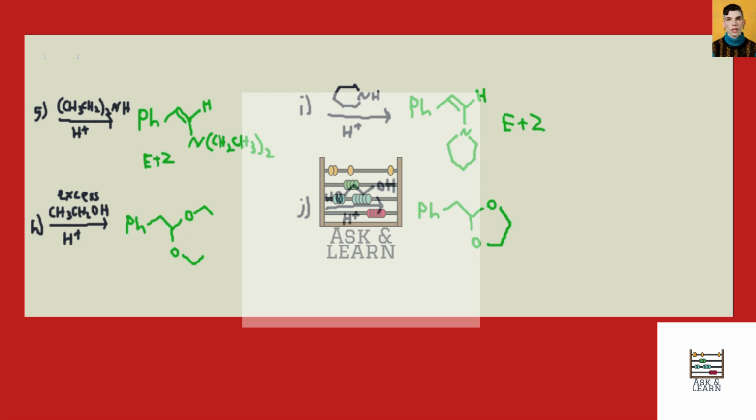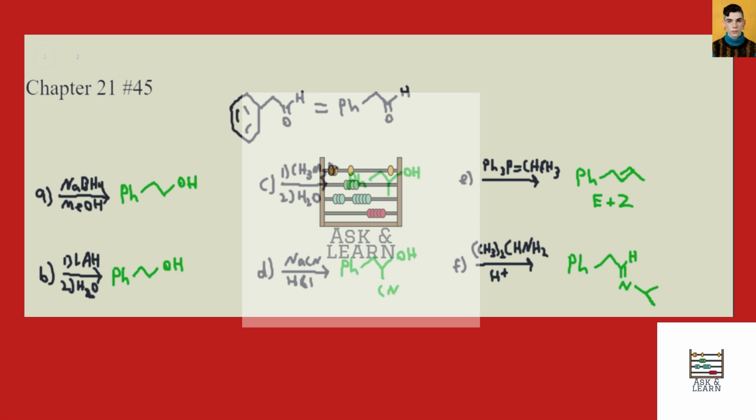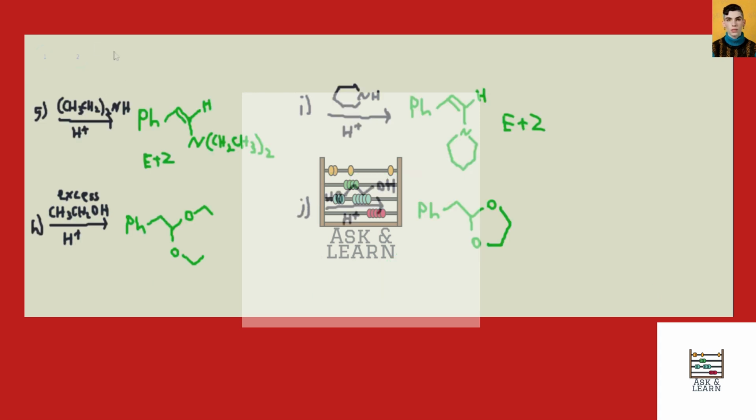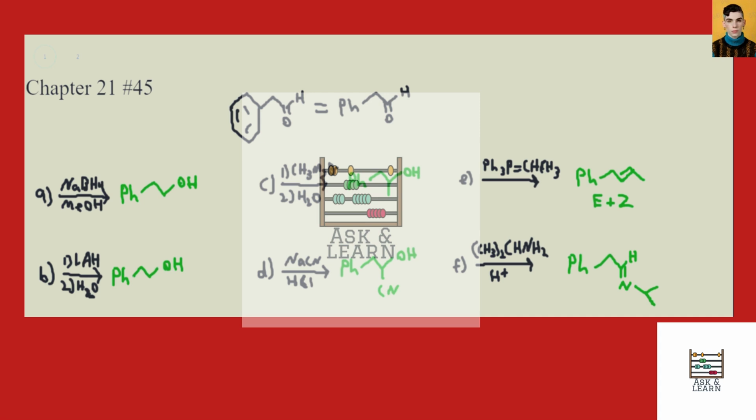There's no secret to this problem. You just need to know what every single one of these reagents does when used on an aldehyde. And they were all covered in this chapter. So we have reductions, we have Grignard reagents, cyanide nucleophile, a Wittig reagent, formation of an imine, formation of a couple enamines, and then formation of acetals. And that's the answer to Chapter 21, problem number 45.